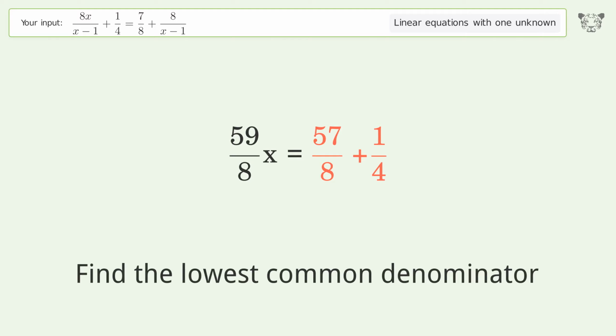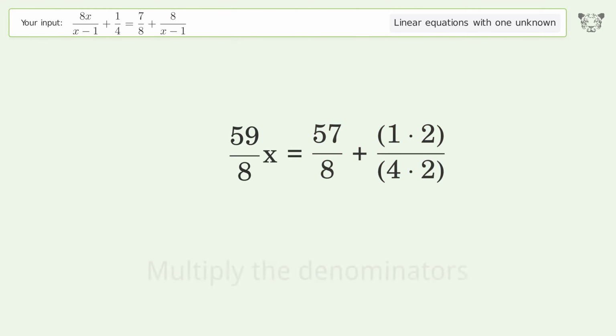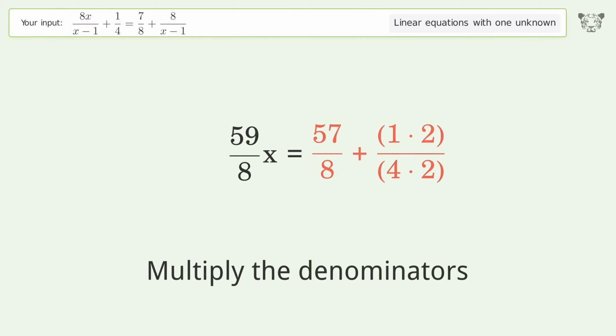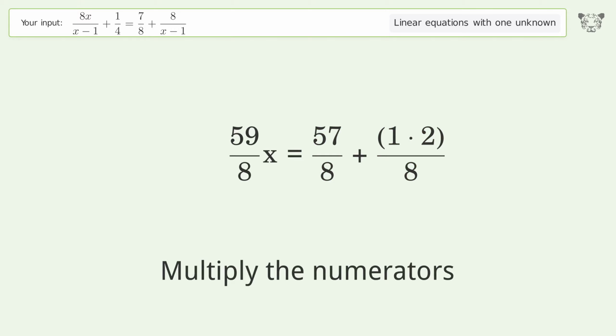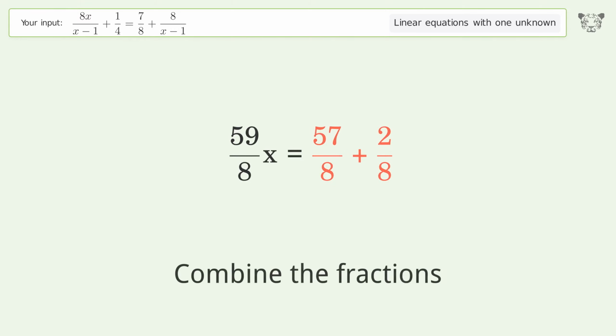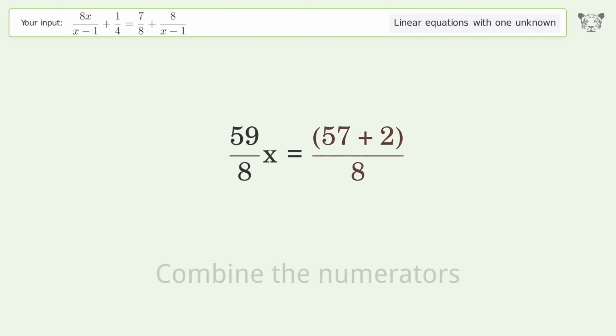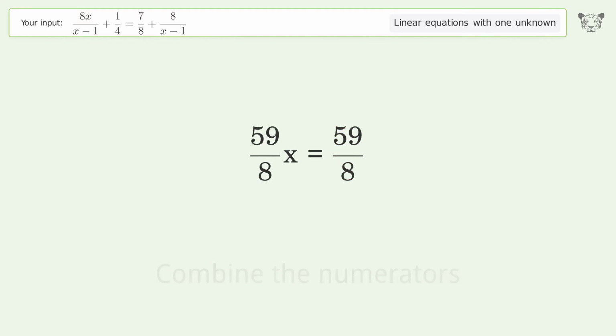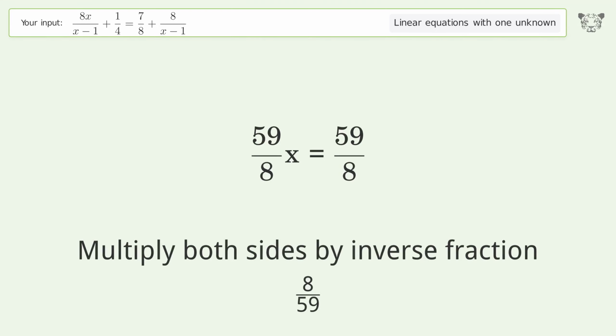Find the lowest common denominator. Multiply the denominators. Multiply the numerators. Combine the fractions. Combine the numerators. Isolate the x. Multiply both sides by inverse fraction 8 over 59.